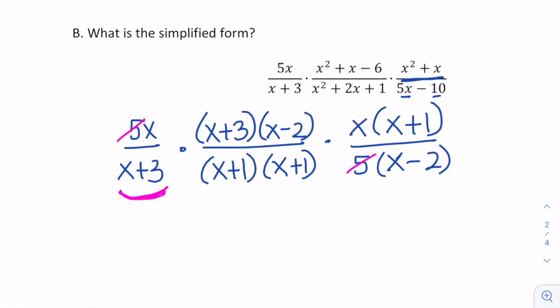So we have to only look for an x plus 3, and we do have that in the second fraction, x plus 3, x plus 3. And then when we look at x minus 2, yes, we have another one in the denominator. You can only cancel one that's in the denominator and the numerator. And then x plus 1, x plus 1.